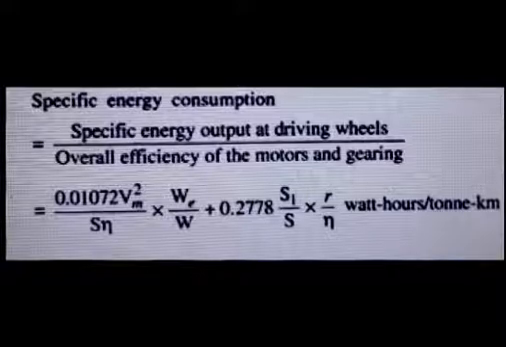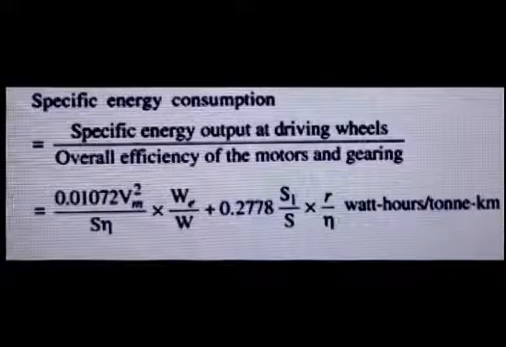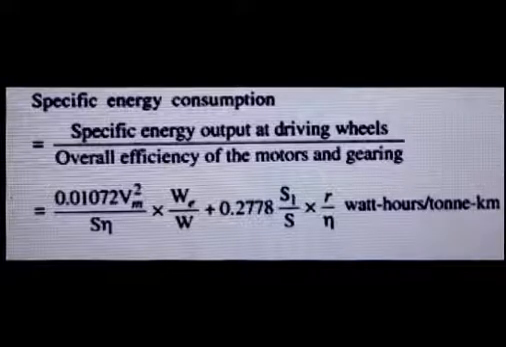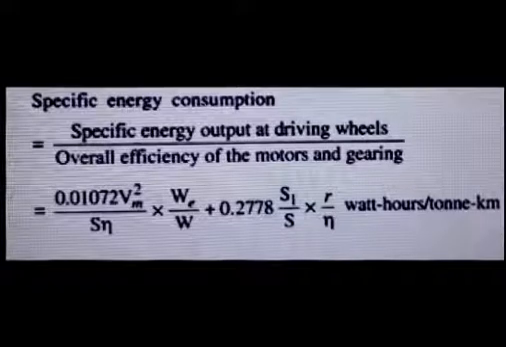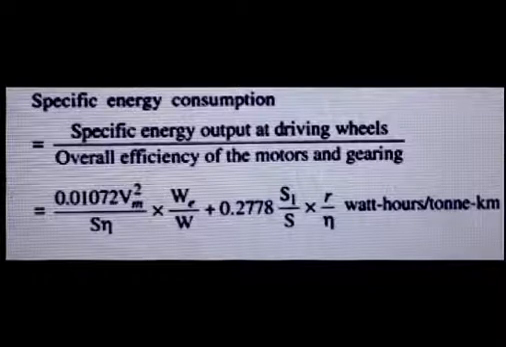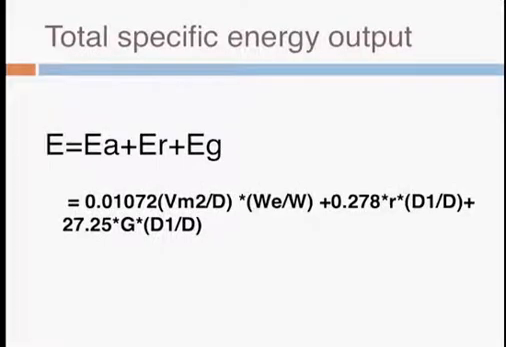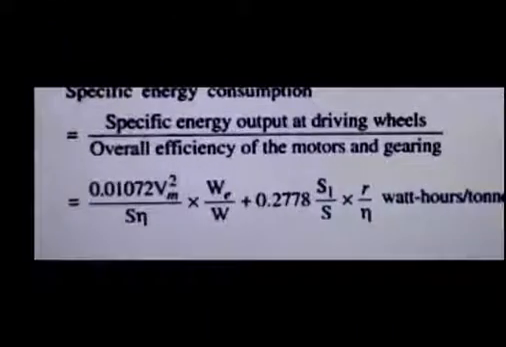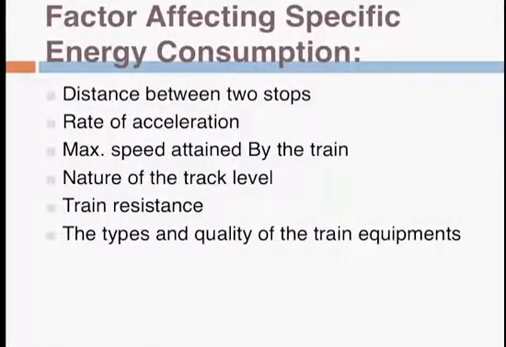So final equation આપણને મળશે 0.01072 em square divided by S efficiency multiplied by WE by W plus 0.2778 S1 by S multiplied by R by efficiency, which will be in watt hours per ton kilometer. So this is the final equation of specific energy consumption, and this was the equation for specific energy output. Moving further, the factors which affect the specific energy consumptions are given below.